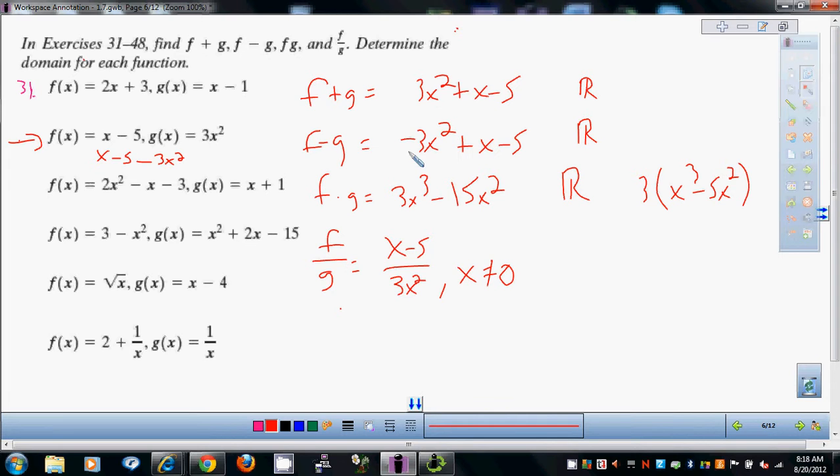If you're looking at this, you might be thinking the last two look a little harder just because they have a radical and a denominator in them, but they're really going to be pretty much the exact same. Can I take this off the board? Is anybody still writing on this stuff? All right.